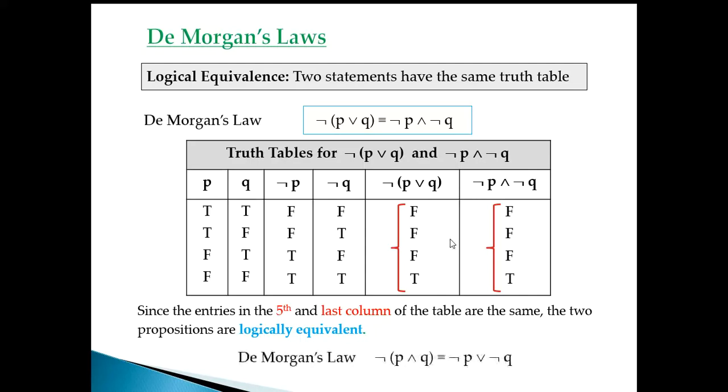Clear? And similarly, you can prove the next De Morgan's law, that negation of P and Q is equivalent to negation of P or negation of Q.